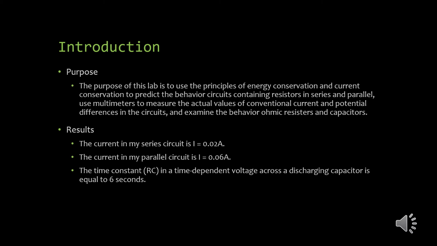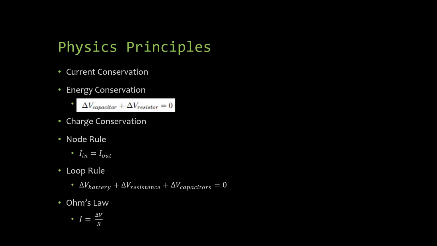The results of my lab are that the current in my series circuit is equal to 0.02 amps, the current in my parallel circuit is equal to 0.06 amps, and the time constant in a time-dependent voltage across a discharging capacitor is equal to 6 seconds. The physics principles used in this lab are current conservation, energy conservation, charge conservation, the node rule, the loop rule, and Ohm's law.